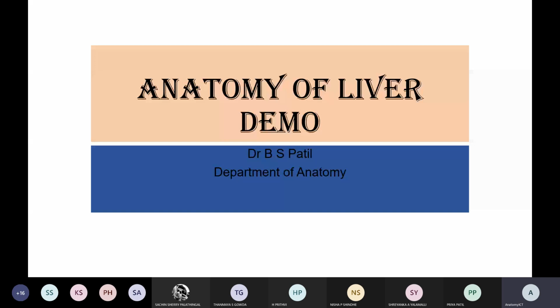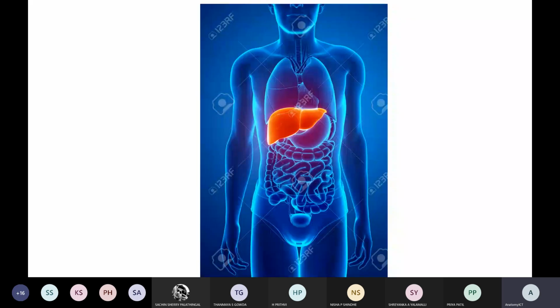One should know about the general features of the liver. This is the largest gland in the human body. It contains both exocrine and endocrine parts. When I say the largest, sometimes it may be the second largest, because the biggest gland in the body is the skin. After that, the second largest organ present in the body is the liver.